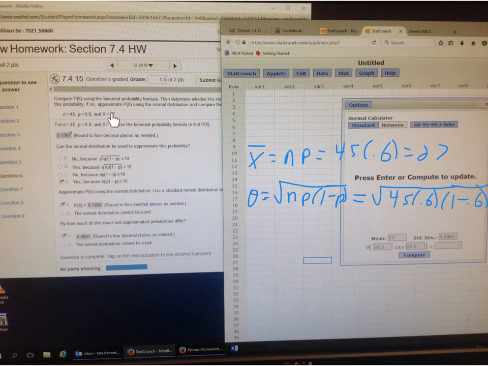Now you're trying to calculate it for 27, and so you need to do the between here, and you have to do the correction factor, 26.5 to 27.5. Click on compute, and it'll give you the answer, which I think will come out real close to what you have here already. So you were asking how to use StatCrunch, and this is how you do it.